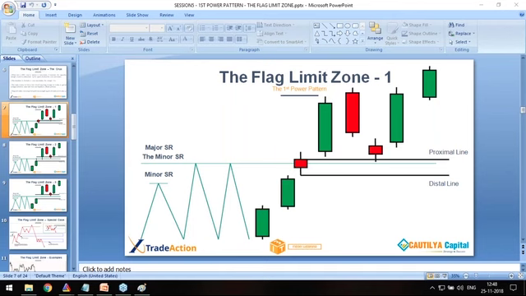Don't confuse anything between flag area and flag limit. Remember this very simple statement. When the SR line is broken, at that point, there are only three scenarios: a base is formed, two wicks are there, or gap up. Just mark the levels which we say and mark the proximal and distal line. We take the trade. That is all.